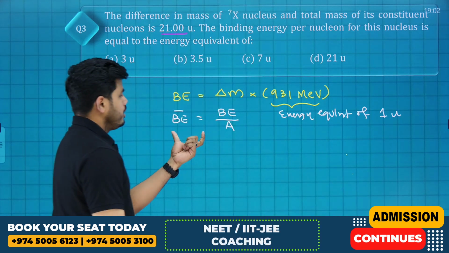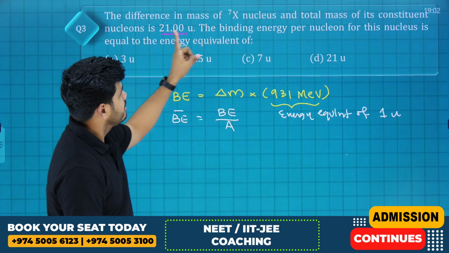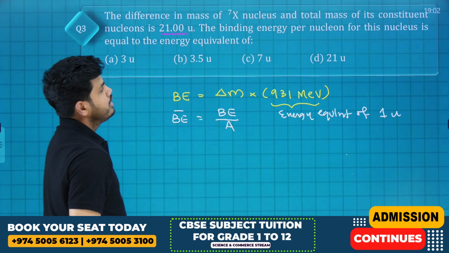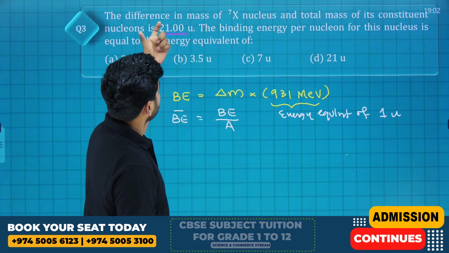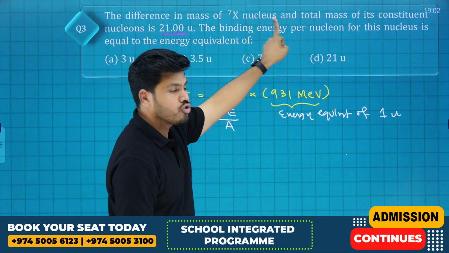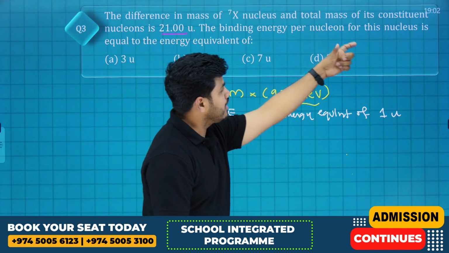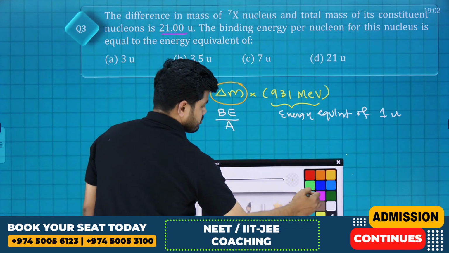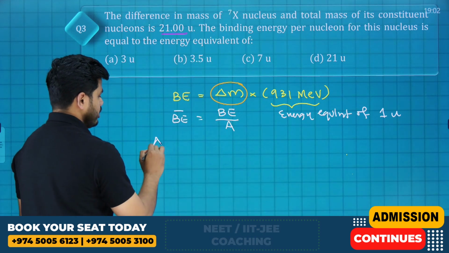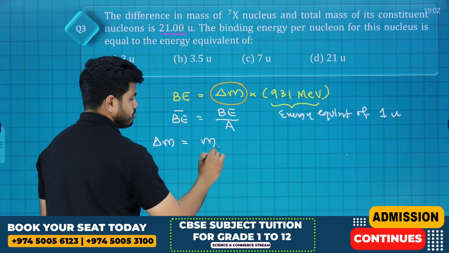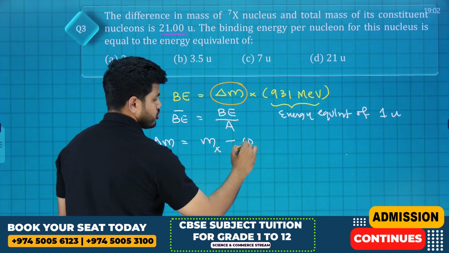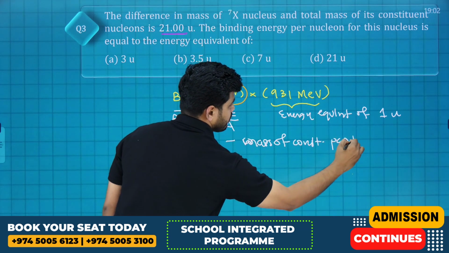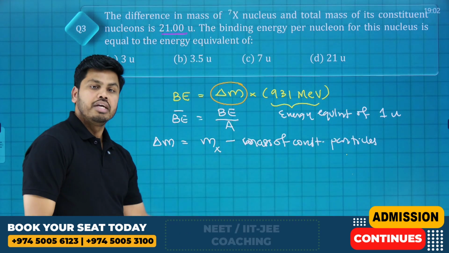Good. Now, the given question says we have a nucleus. That nucleus has a difference between the total mass of its constituents and the actual mass. See, the difference between the actual mass of the nucleus and the mass of the constituent particles. So they are talking about delta M, right? What does delta M stand for? Delta M stands for the difference between the actual mass of the nucleus minus the mass of the constituent particles. This value is already given in the question.